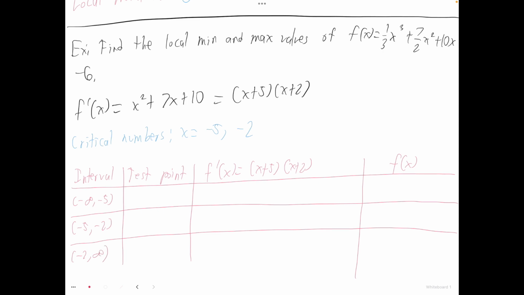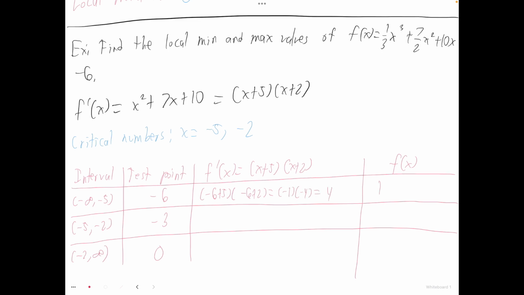And now we pick test points, which again, can be any point in the interval. Normally I pick integers that are fairly small or easy to plug in. So negative infinity to negative 5, our test point will be negative 6. Negative 5 to negative 2, we'll use negative 3. And negative 2 to infinity includes 0. If 0 is a possible test point, that's usually your best guess. 0 is very easy to plug into basically everything. So now plugging these in, we have negative 6 plus 5 times negative 6 plus 2, which becomes negative 1 times negative 4, so we get positive 4.